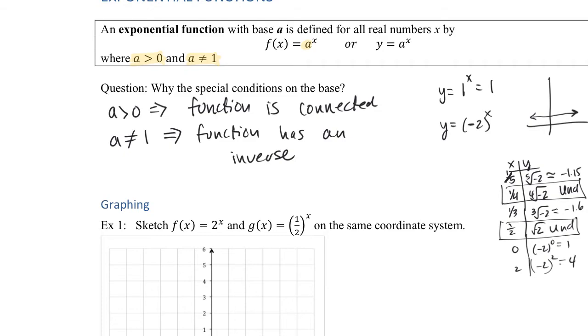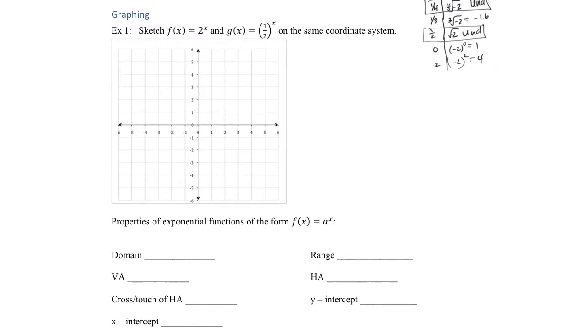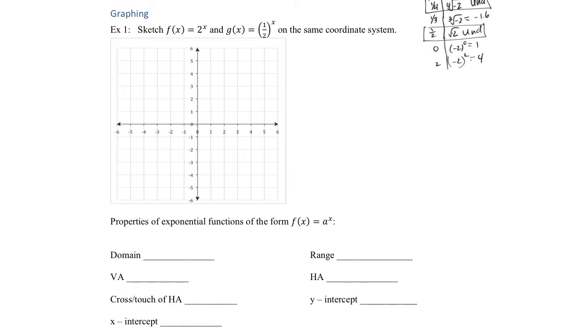Okay, so if we set those conditions, then we have some characteristics that all exponential functions share. I'm going to give an example where our base is 2. If I went to graph this, I could have x be anything I wanted: -2, -1, 0, we could even have a half, and 1 and 2.